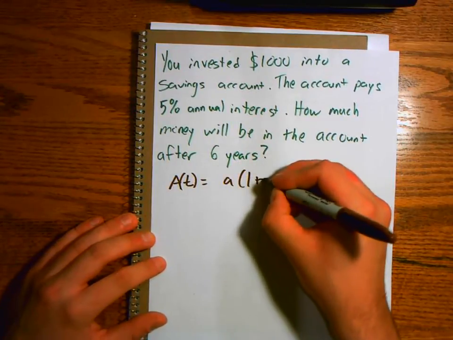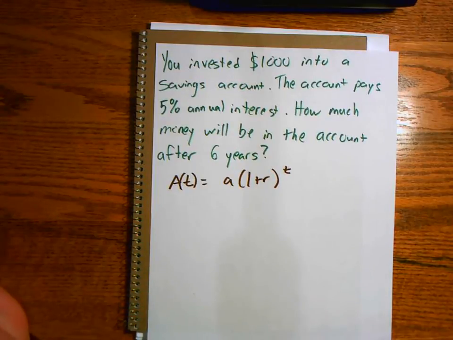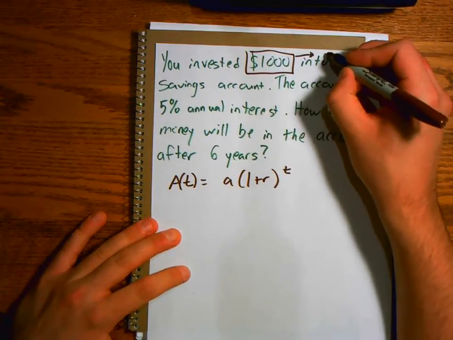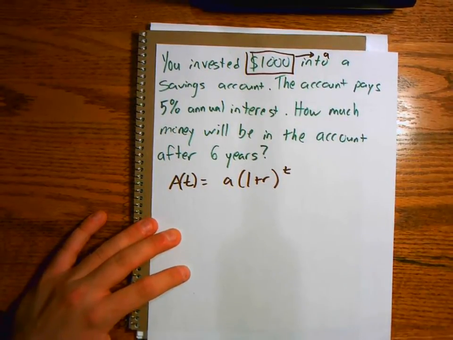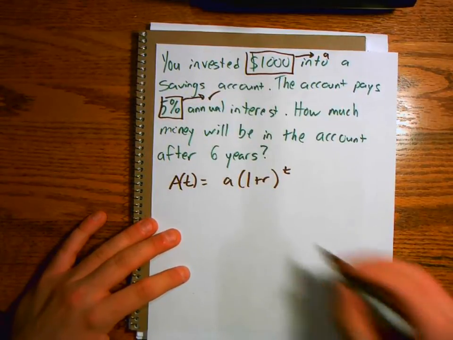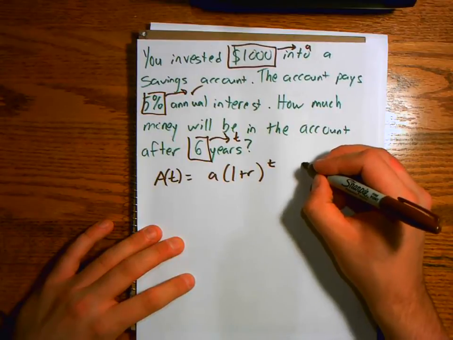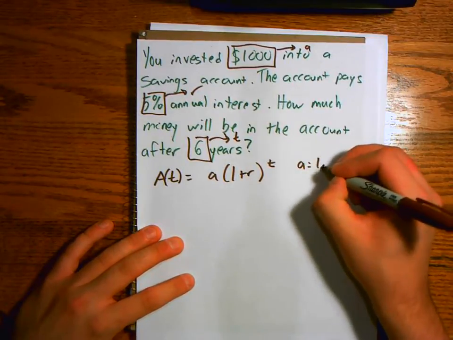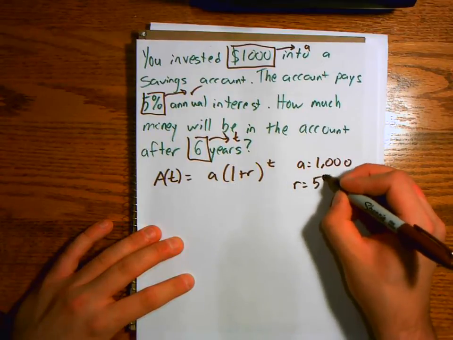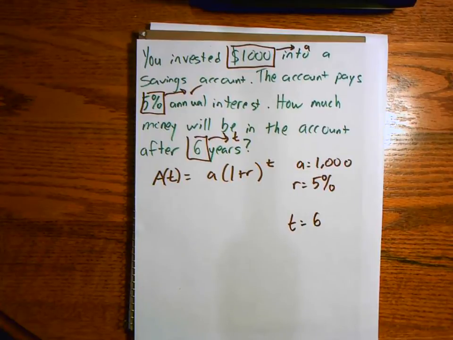a times (1 plus r) raised to the t, and for each of the letters we need to find what they represent. This is our initial amount, or our a. The 5% is our rate, and our 6 is our time. So since each of those letters are right here, r is 5% and t is 6.